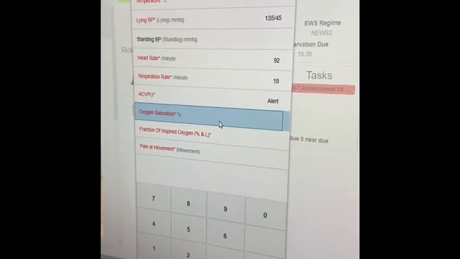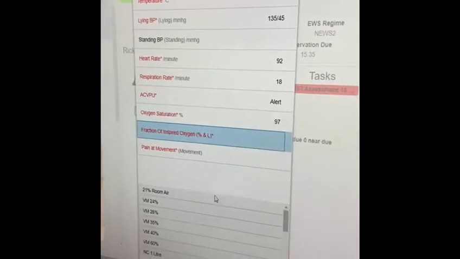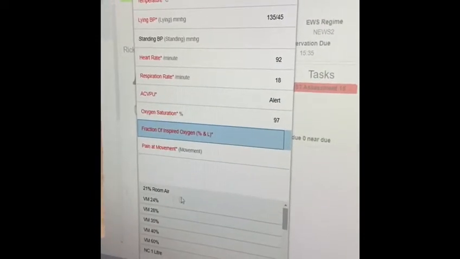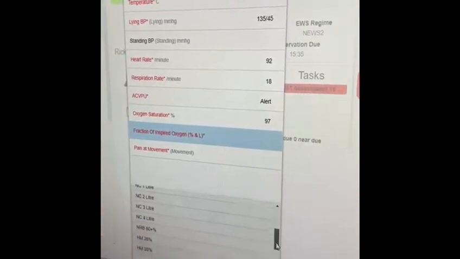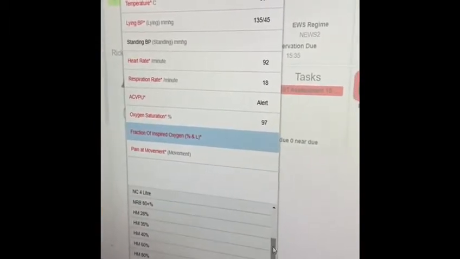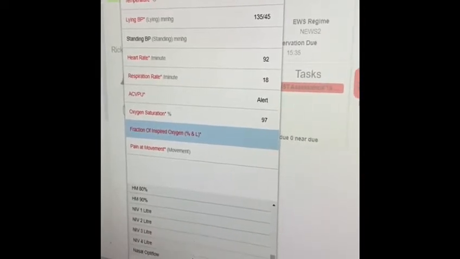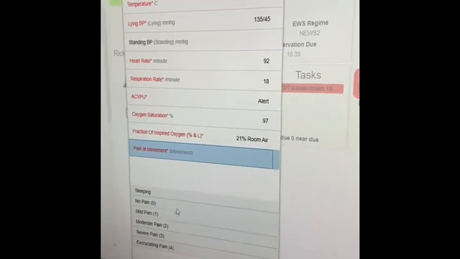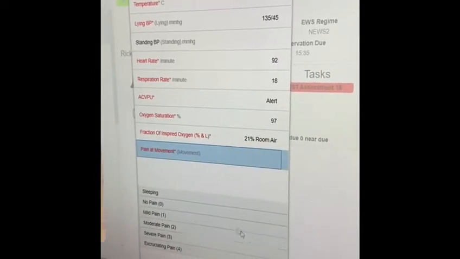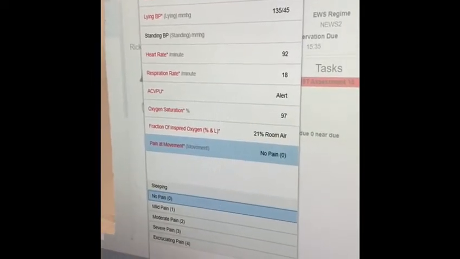Her oxygen saturations are 97, and then we've got lots of options on this one. This is for the oxygen level, so you've got room air, Venturi masks, nasal cannulas, non-rebreathe bags, humidified oxygen, and NIV and Optiflow. Luckily my patient's on room air. And then when she's moving about in the bed or in the chair, is she in any pain? She's not. So you'll do that and then press submit.